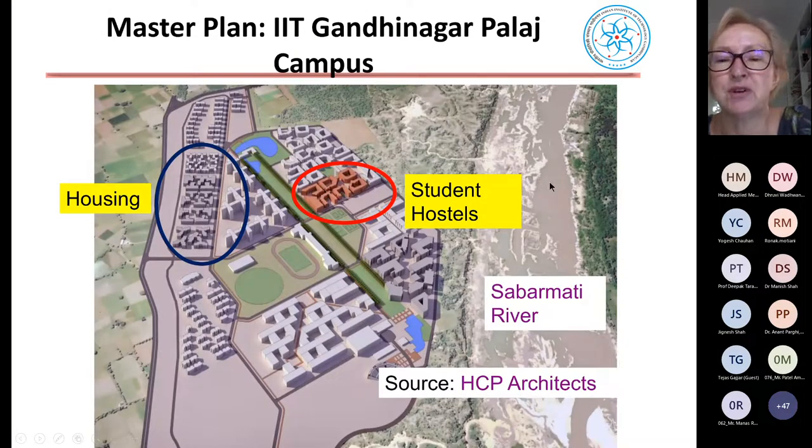This is the Sabarmati River, which I believe all of you from either Ahmedabad or Gujarat know. It's a very important river and unfortunately dry part of the year. So the campus is on the banks of the river. This is the master plan of the campus. Initially, six student hostels were constructed in confined masonry, and also 30 housing blocks. Later on, more hostels were constructed in confined masonry, an additional six hostels, I believe.